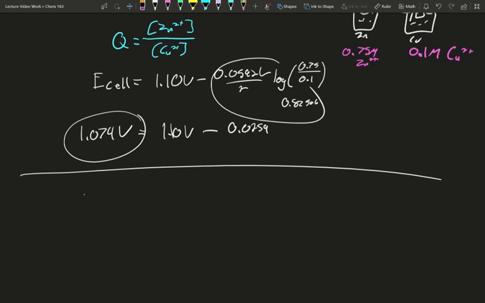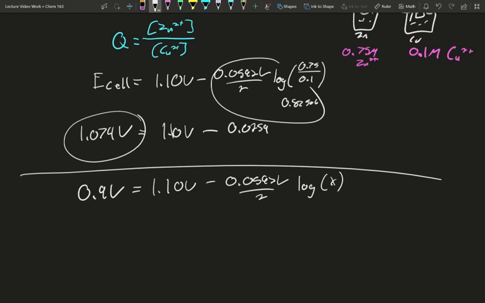If a device didn't work past, say, 0.9 volts, and you were using 1.1 volt zinc copper batteries, at what relative ratio of reactants and products would your battery decrease to the point it wouldn't be able to run your device anymore? Well, 1.10 volts is the standard potential. We're going to lose from that 0.0592 volts divided by 2 times the log of that ratio. What ratio do we have to get our two materials down to?